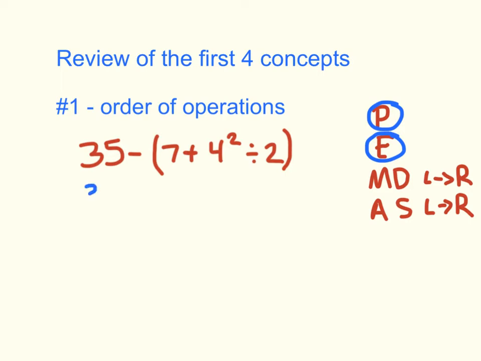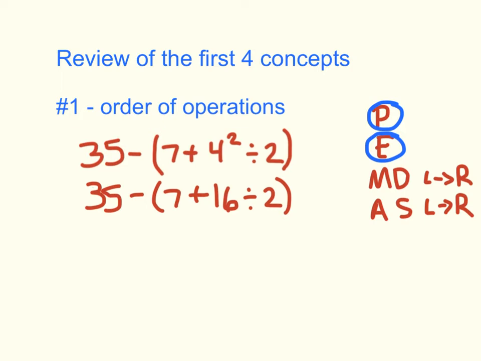So we're going to rewrite our expression 35 minus parenthesis 7 plus 4 squared is 16 because it's 4 times itself. 4 times 4 is 16 divided by 2. Again, I recommend highly that you show every single step so you make less mistakes or errors along the way.